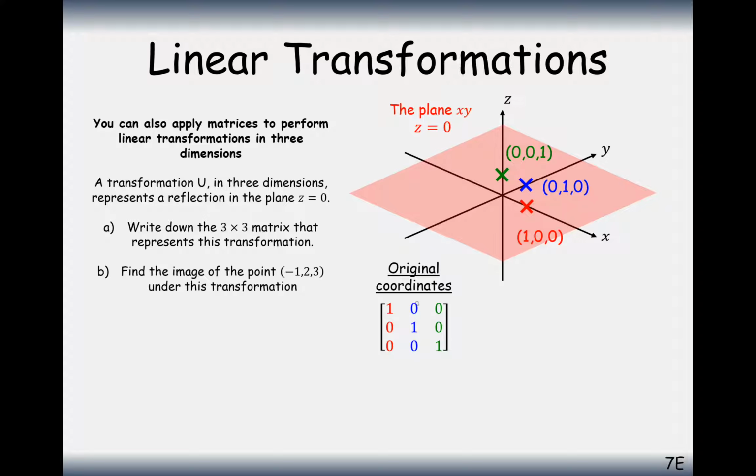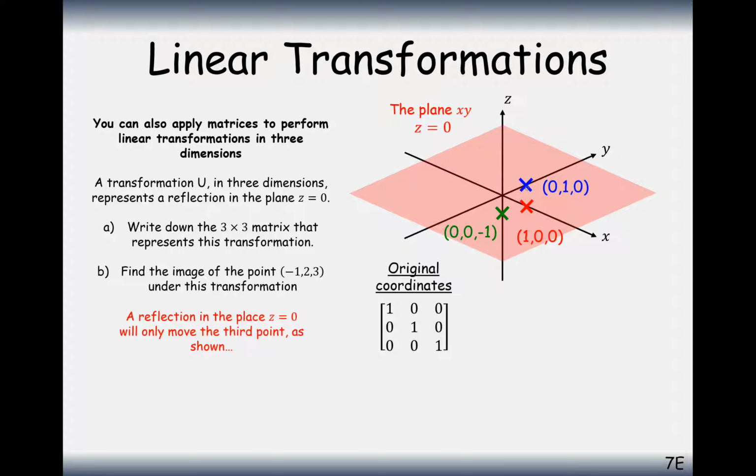So our original coordinates go into the columns in their order, in the order that will make an identity matrix. So 1, 0, 0, 0, 1, 0 and 0, 0, 1. So put them in order. And then after you've done the reflection, the green coordinate will go from the top to the bottom. It will go down to there.